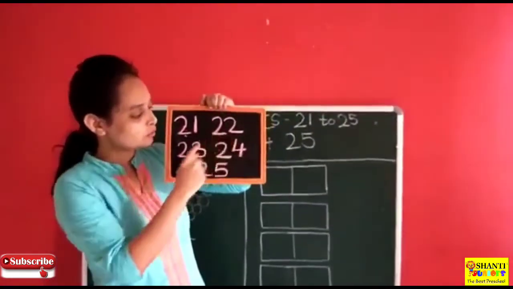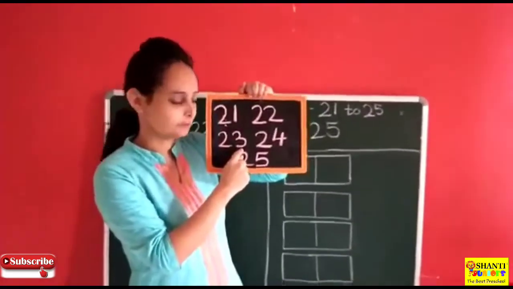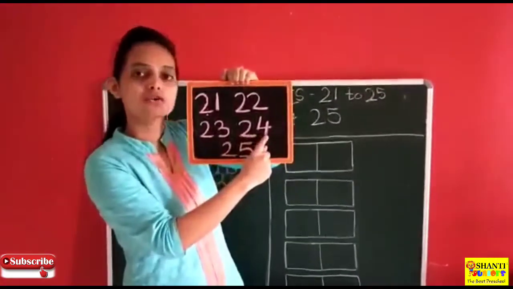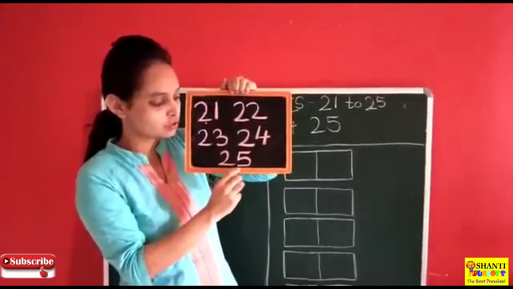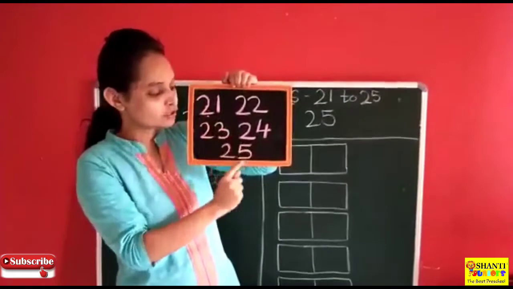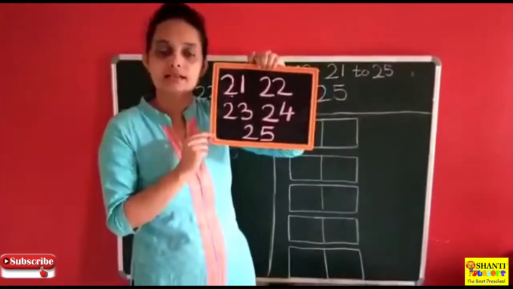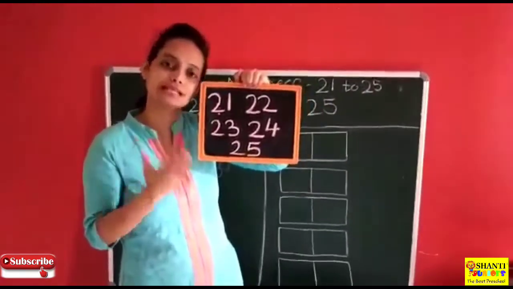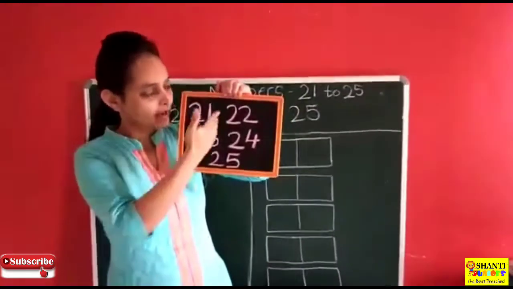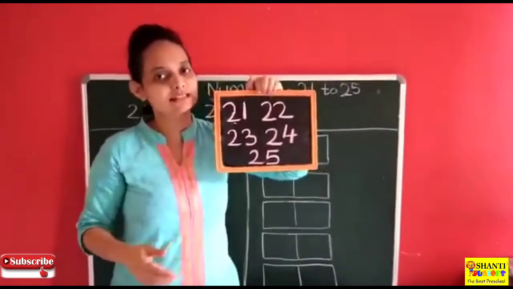Then what comes after 22? 2, 3, 23. Then 2, 4, 24. And then, children, 2, 5, 25. So today we are going to learn from 21 to 25. 5 numbers we have to do. So this is a 2 series, number 2 series. It's very simple. I know you know how to write the number 2 and how to write numbers 1 to 5. So today we are going to learn that only.